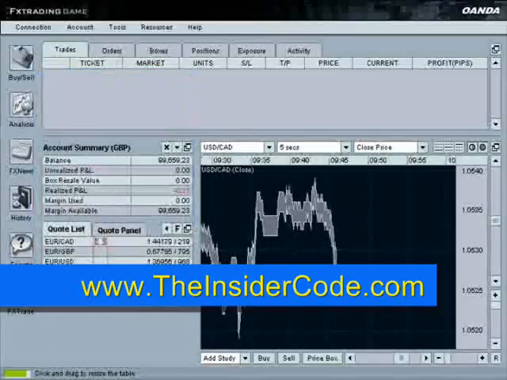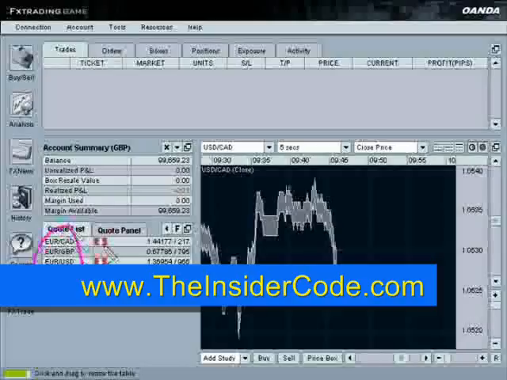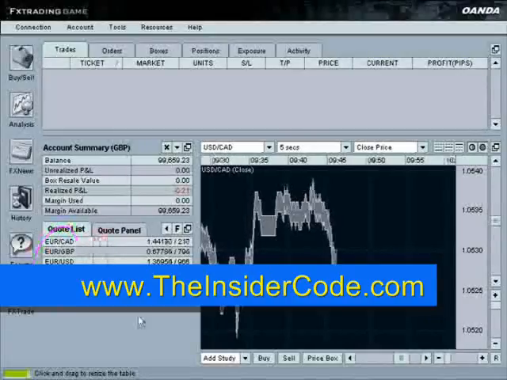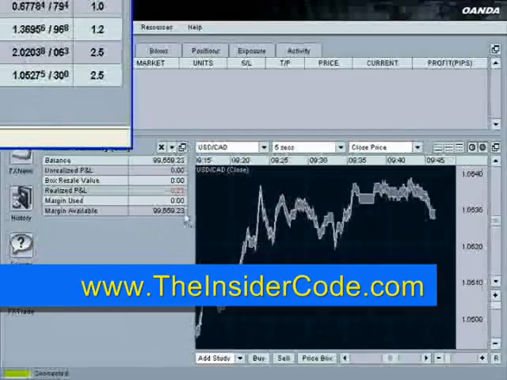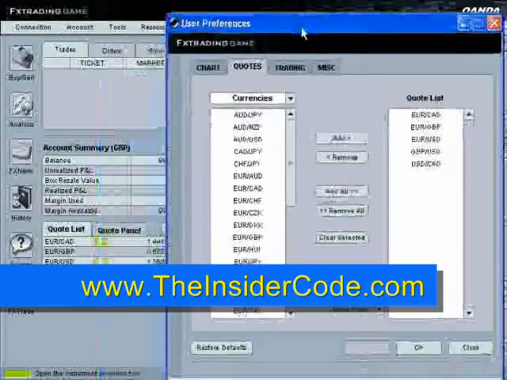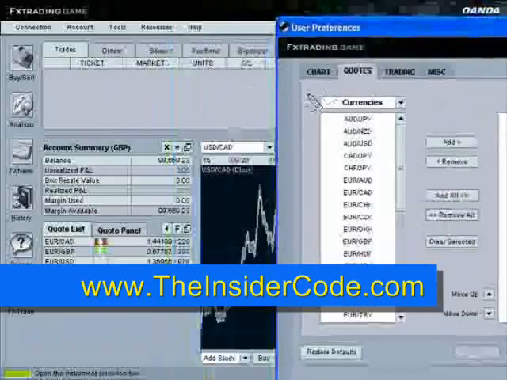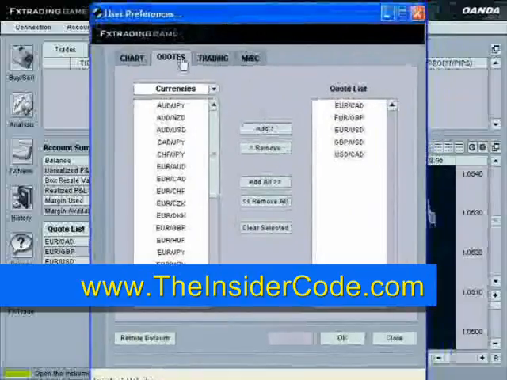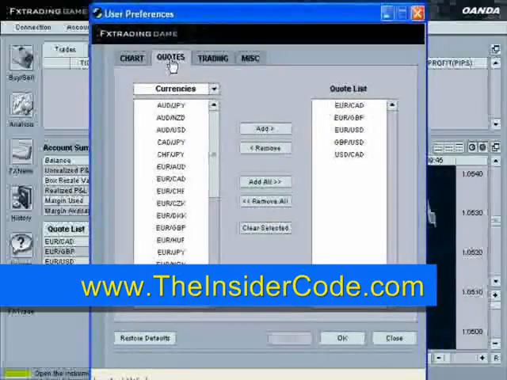Now, the next thing I want to highlight here is this quote list. You can see that your quote list and mine are probably quite a bit different. You can see when you open up the FX Game account that there are dozens of currency pairs that you can trade. So if you click on this F, let me move this over. If you click on the F right here, it's going to bring up this preferences window. Okay, and this quotes tab is going to be selected.